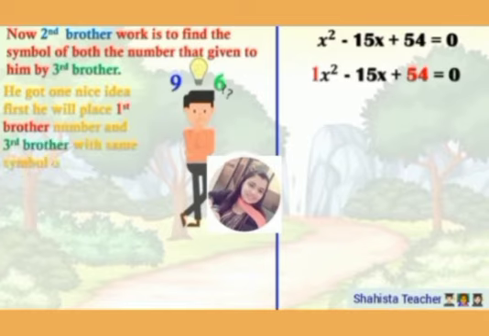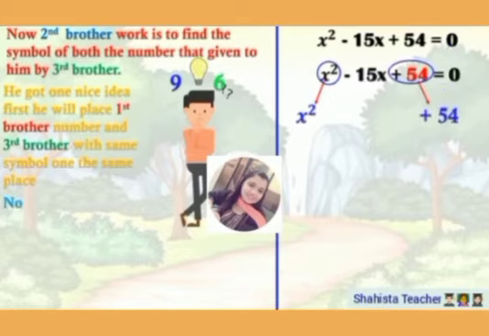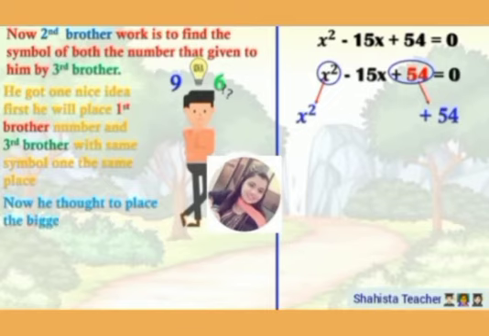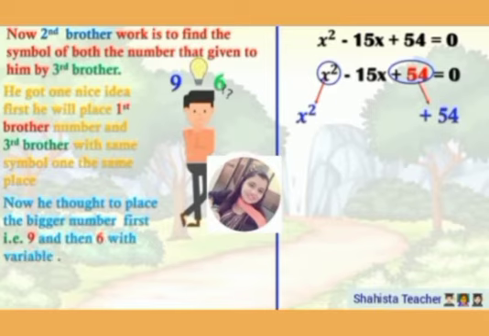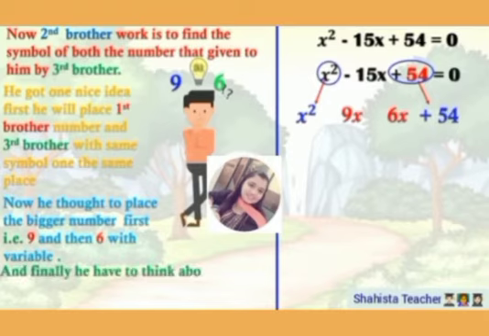He got one nice idea. First he will place the first brother's number and the third brother's number with the same symbol on the same number. So here x square and 54. He has kept that number x square and 54. Now in between he has to keep something. Now he thought to place the biggest number first, that is 9. 9 is the biggest number and 6 is the smallest number. Now with their variable, because 15x has a variable as well as a coefficient. So 9x is the first number because it is the biggest number, and 6 is the smallest number.